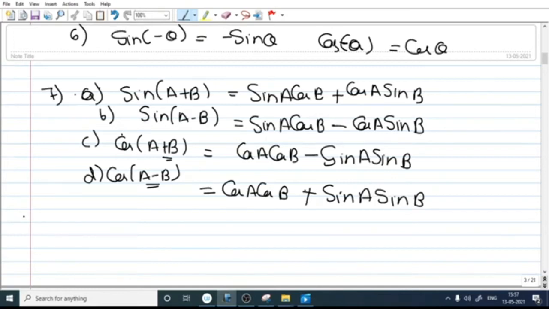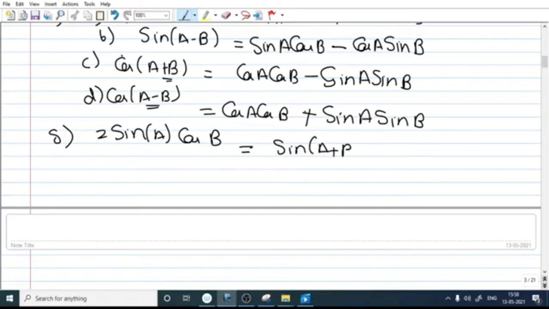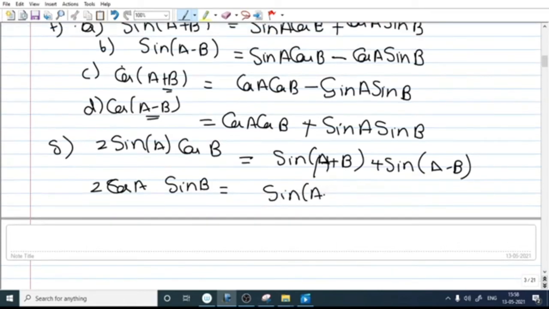Now the eighth one, the eighth trigonometric formula, is this one. You have seen that 2 sin a cos b is nothing but sin(a plus b) plus sin(a minus b). After this, 2 cos a sin b is nothing but sin(a plus b) minus sin(a minus b).